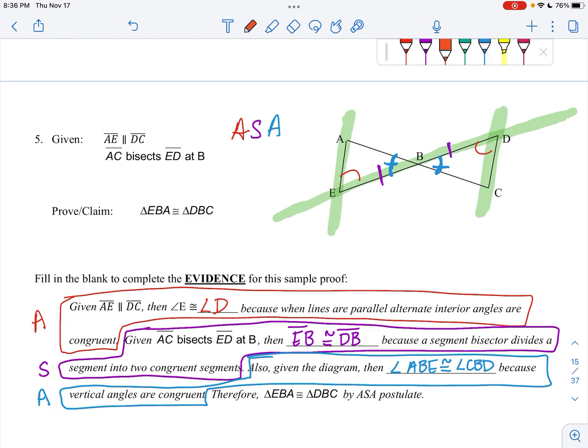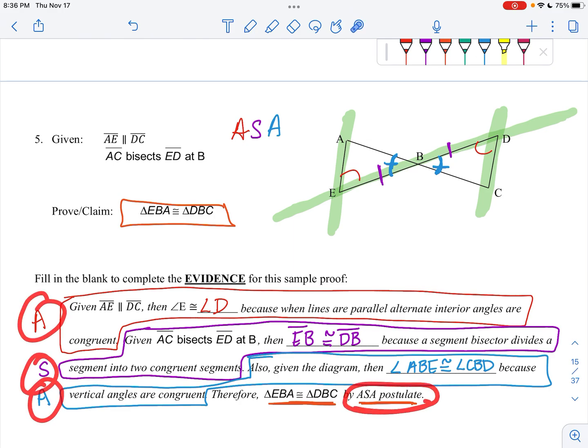And then how does it conclude? It concludes by saying, therefore, this triangle is congruent to this triangle by the postulate that we just supported. All of this evidence supports that this postulate works.